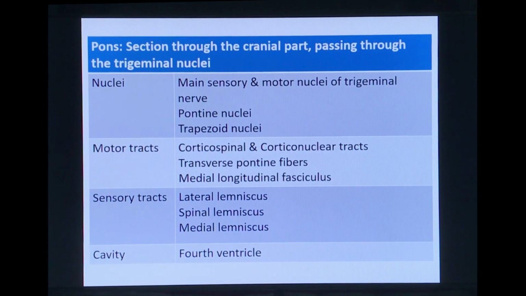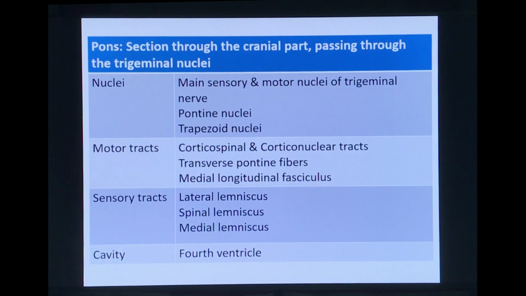So the spinal nucleus receives sensation of pain and temperature. Main sensory mainly receives touch and pressure, and proprioception goes to the mesencephalic nucleus, which is located in the midbrain. So here, since it's the pons, you'll be seeing the main sensory nuclei and motor nuclei of the trigeminal nerve. Then the pontine nuclei are the same, and the trapezoid body is also the same.